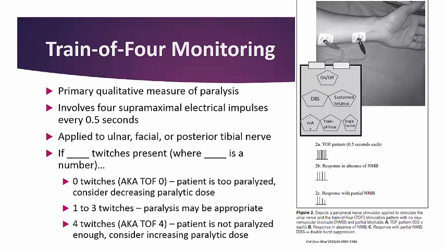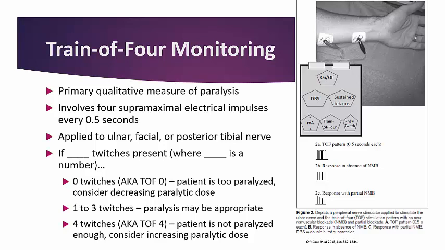If you have anywhere from 1 to 3 twitches, the paralysis may be appropriate, and it depends on how many twitches your goal is. Say your twitch goal is a TOF of 2, and you only have 1 twitch, you may consider decreasing the paralytic dose in that case. But if your goal is between 1 and 3, and you have 1 to 3, it may be appropriate.